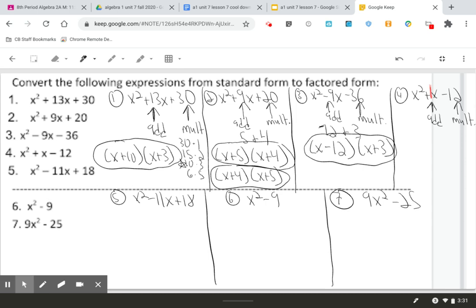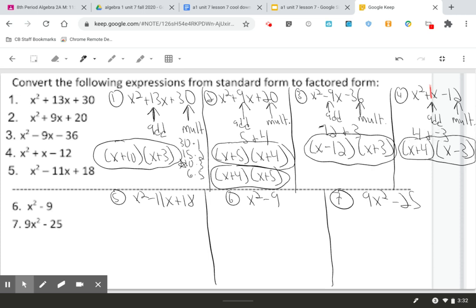If you have to, list out different combinations, but those two numbers are going to be +4 and -3. So 4 plus -3 is equal to +1, and 4 times -3 is equal to -12. All right. So once I do that, my factors are going to be x plus 4, and my second factor is going to be x minus 3.